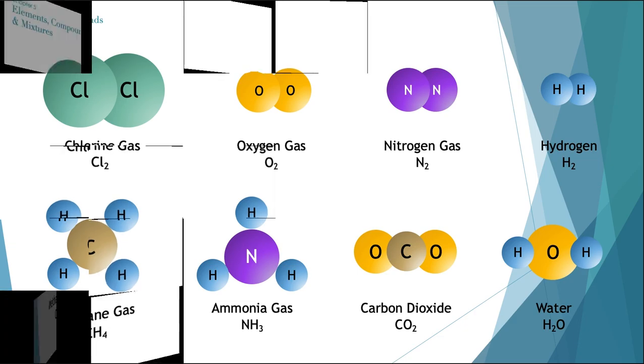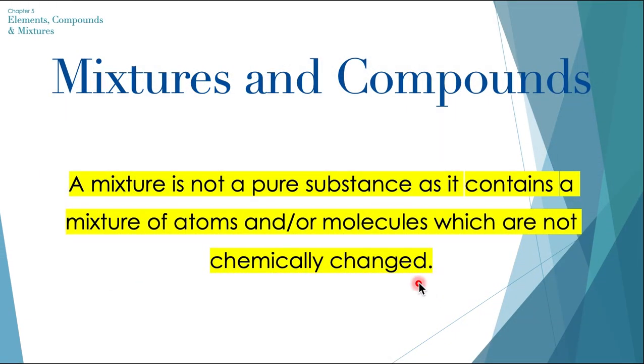But on the other hand, a mixture is not a pure substance because it contains a mixture of atoms and/or molecules which are not chemically changed. So a compound is formed when these elements are chemically combined together. By chemically we mean that they are heated. There is some sort of chemical change. But in a mixture we only have a physical change, not a chemical change. We do not heat things in mixtures. If we heat them, they will become a compound.